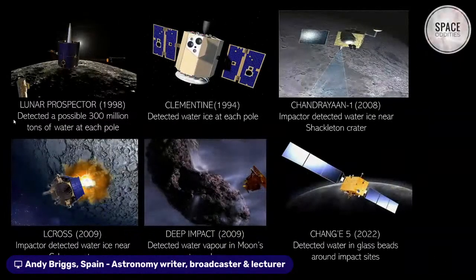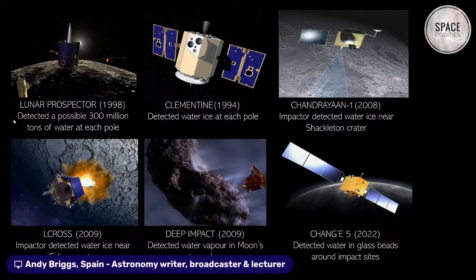Now, these are just some of the spacecraft that have detected it. Lunar Prospector, I think, was the first in 1998, and it detected a possible 300 million tons of water at each pole, so 600 million in total. Then we got Clementine in 1994, which detected water at both poles. Chandrayaan-1, the predecessor of Chandrayaan-3, which is hopefully going to land on the moon on Wednesday, was an impact mission to slam an impactor into the moon, and it detected water ice near Shackleton Crater. The LCROSS mission from NASA, again another impactor, detected water ice near Cabeus Crater, another crater at the south pole of the moon.